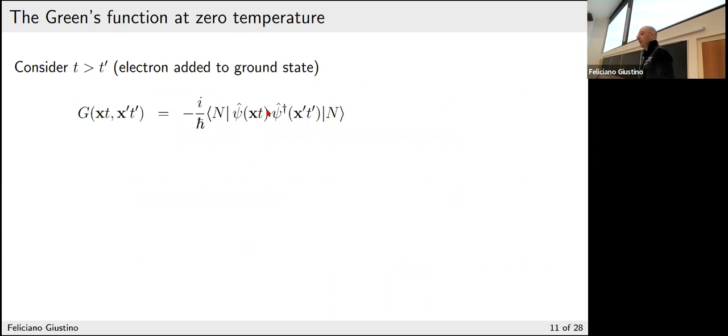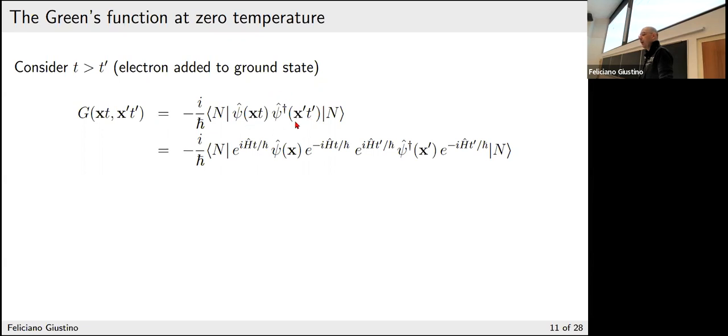Suppose that t is greater than t prime. So basically, this time is in the future, and this is, let's say, in the present. So in this case, I said the time ordering operator doesn't do anything, so it's unity, so you can drop it. All right. So now, what we can imagine is that we can place the definition of the Heisenberg time evolution here and here. So this term here becomes this product of three terms. This one becomes a product of three terms.